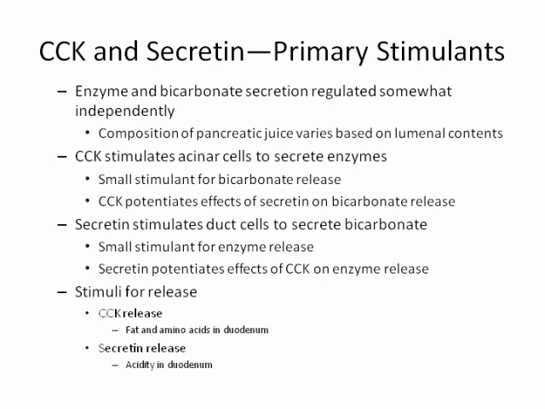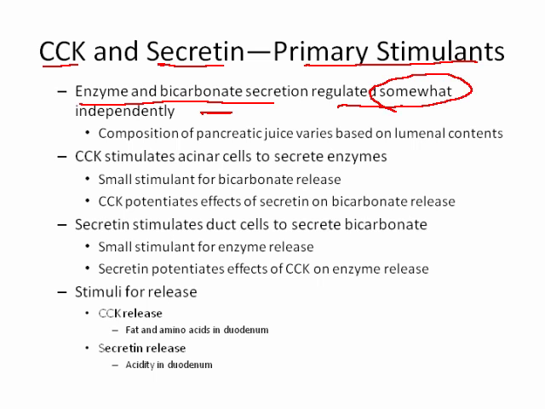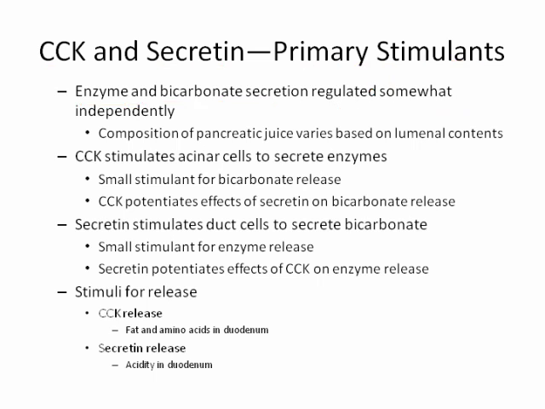So we'll look at some of these secretions. There's cholecystokinin and secretin. These are primary stimulants for secretion of these enzymes. And enzyme and bicarbonate secretion is regulated somewhat independently, so that enzyme secretion does not necessarily go hand in hand with bicarbonate. But remember, it says somewhat. It's not exclusive. So the composition of the pancreatic juice varies based upon the luminal contents. And depending upon the chemistry of the luminal contents, there may be more enzyme or more bicarbonate, depending upon these variations.